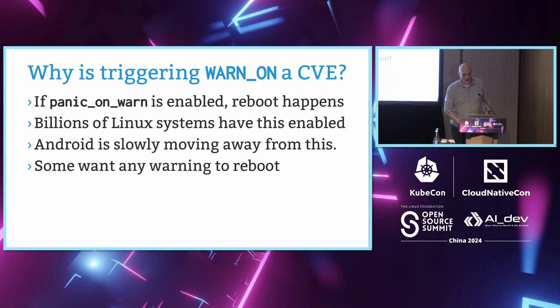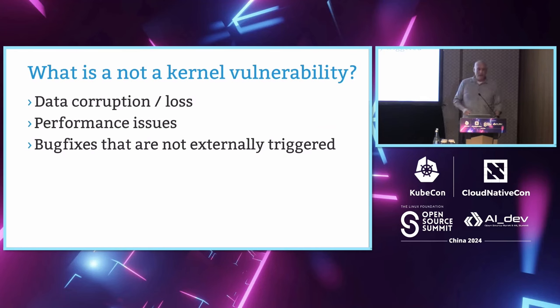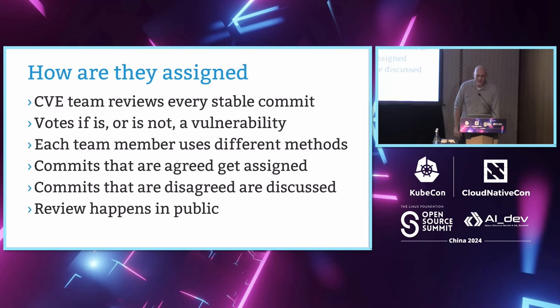That's it. Something else that's interesting, what is not a vulnerability? Data corruption, data loss, not a vulnerability. But that's a really big bug, right? You want those bug fixes. CVE doesn't care. Performance issues. I could cause your machine to go to a crawl. Still works. Not a vulnerability. Or something that's not externally triggered, just a bug fix. Right, other things that you could do, but necessarily might not happen all the time. That's not a vulnerability, doesn't get it. So a lot of people are confused about that first one, including myself. Remember that.